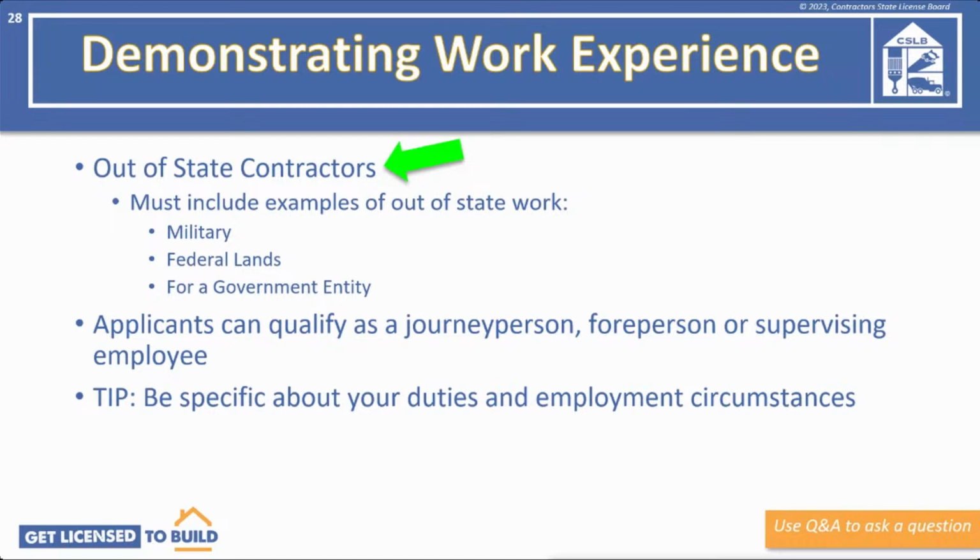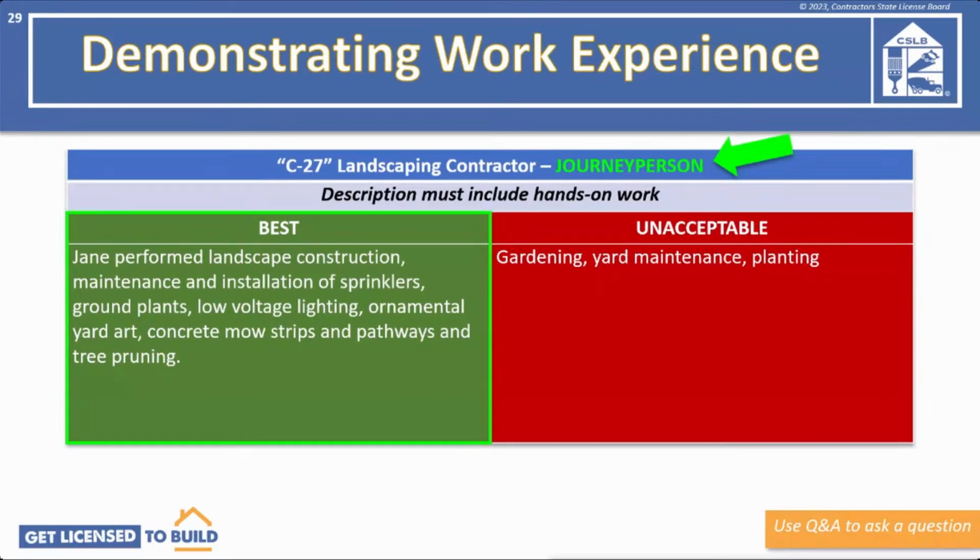Our next example is for the C27 landscaping contractor, first for experience at the journeyman level. The best type of description your certifier would use would be Jane performed landscape construction, maintenance, and installation of sprinklers, ground plants, low voltage lighting, ornamental yard art, concrete mow strips, and pathways and tree pruning. An unacceptable explanation would be gardening, yard maintenance, planting.